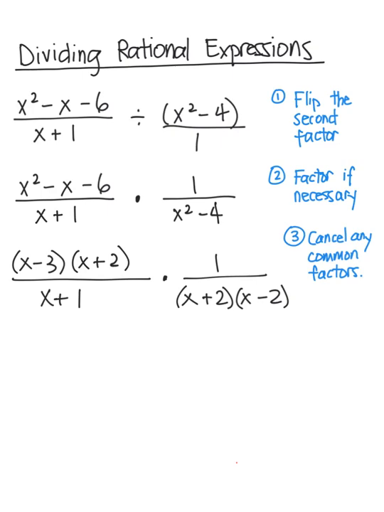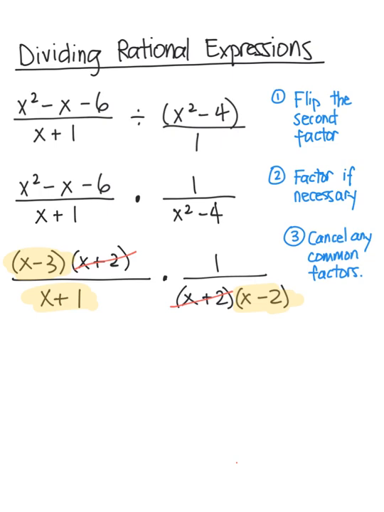So are there any common factors? Yes, there are. So the x plus 2, right? Those are common. And there is nothing else that is common. So we now need to look at what's left over so that we know what to multiply. So this is left over, this is left over, that's left over, and then the 1 I don't need to highlight, that's just multiplying by 1, right?